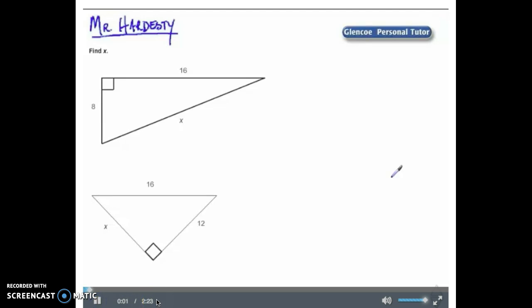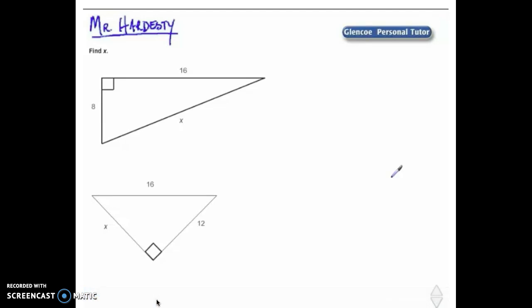This is Mr. Hardesty. In our next problem, we'll solve using the Pythagorean theorem. Find x. We have a right triangle where our missing side x is the hypotenuse. We know the Pythagorean theorem says the hypotenuse squared is equal to the sum of the squares of the two legs. The hypotenuse is always the longest side, and we'll label that C.